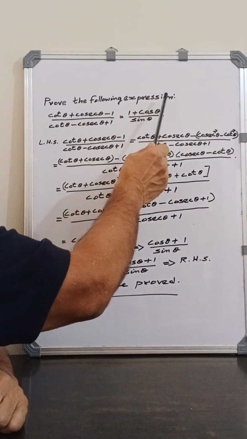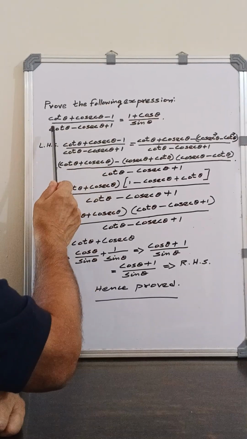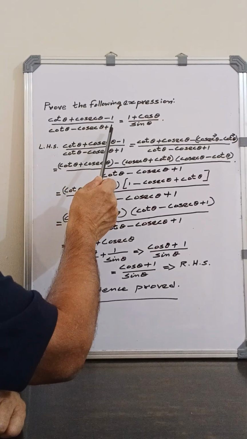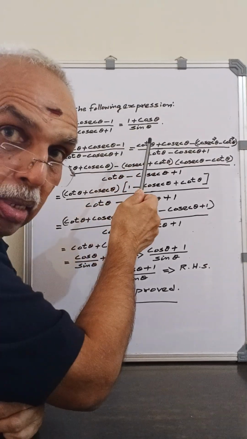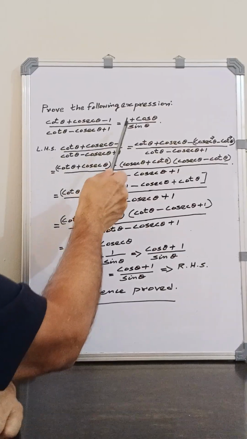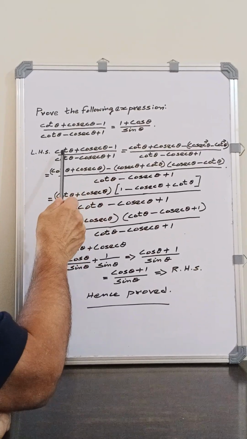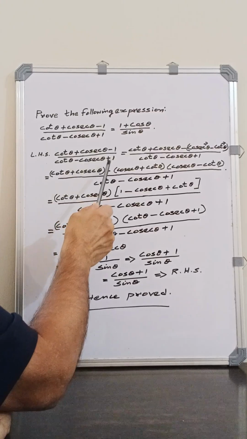Prove the following expression: cot theta plus cosec theta minus 1 by cot theta minus cosec theta plus 1 equals 1 plus cos theta by sin theta. I am taking the LHS part: cot theta plus cosec theta minus 1 by cot theta minus cosec theta plus 1.